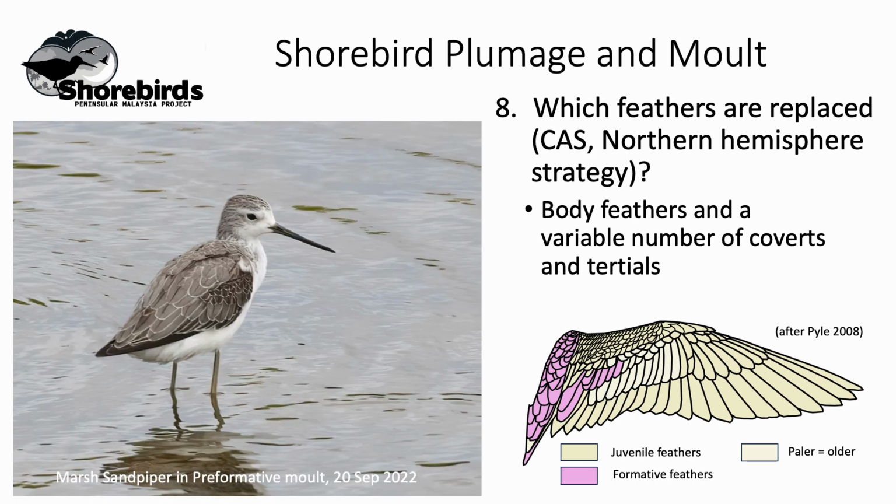On this one, which I showed you a little earlier, there are also some inner median coverts, which you can see on the diagram there, which, if you look at the actual bird, are plain grey with a thin white edge, as opposed to the juvenile coverts, which are blackish with a thin buffish edge. So generally speaking, in the complex alternate strategy, in birds that are using a Northern Hemisphere strategy, they replace body feathers and a variable number of coverts and tertials.